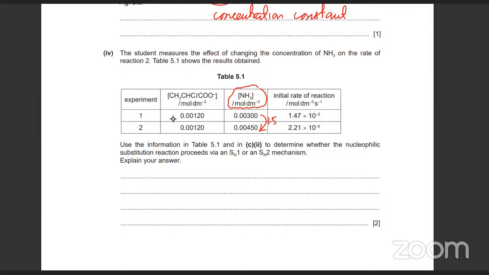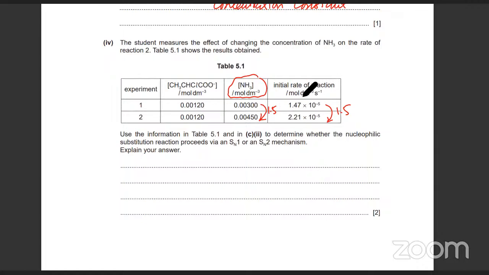By what factor did the rate change? Divide 2.21 by 1.47. Is that coming out to be 1.5 as well? 1.5. वो भी 1.5, that means it's order 1. ठीक है, it's directly proportional. So वो लिख देना कि experiment 1 and 2 you compared. The concentration of NH3 changed by 1.5 times and the rate also changed by 1.5 times, which suggests that it's order 1 as well.